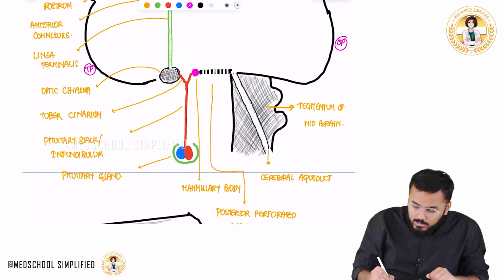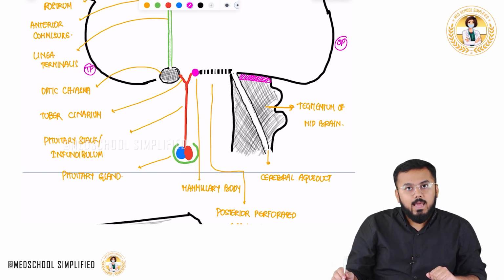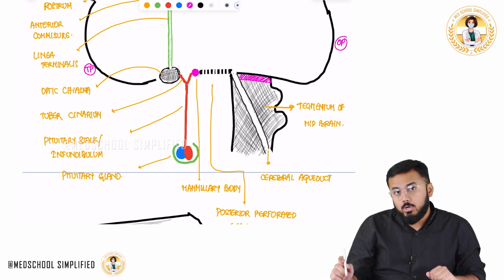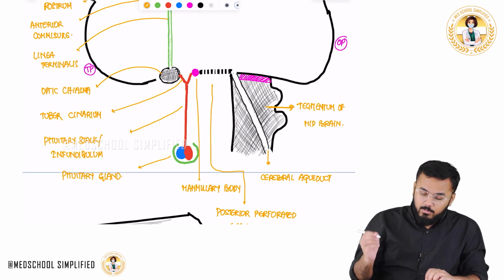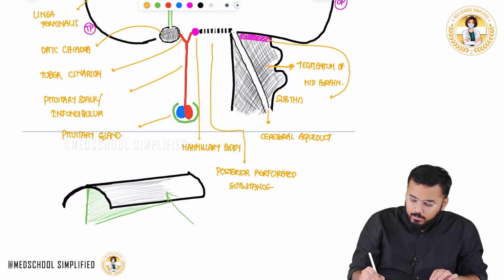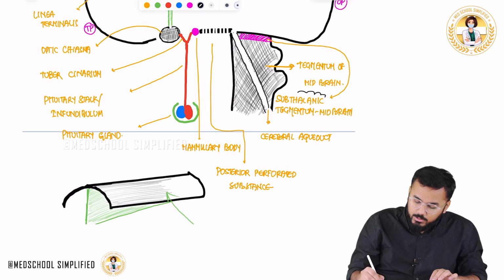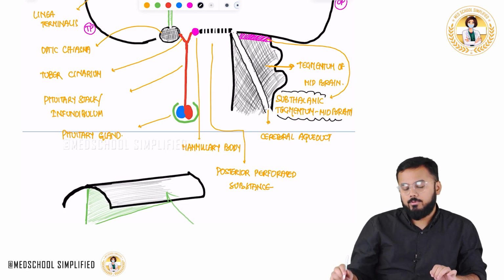Next important thing, you see this particular structure over here, which I am highlighting with the pink, right? This structure over here is called the subthalamic tegmentum of the midbrain. Why it is called subthalamic, I will tell you in a minute, okay? But for now, just remember it as subthalamic tegmentum of the midbrain.